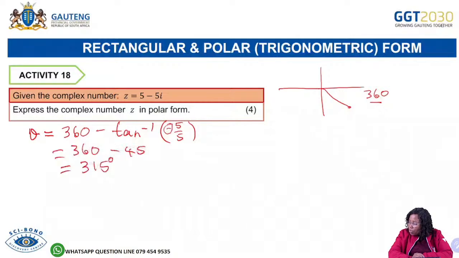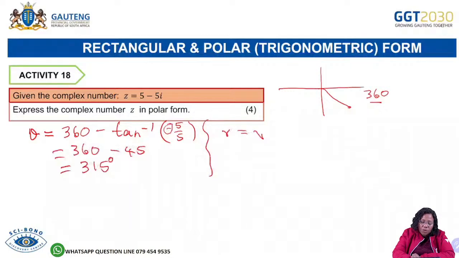And then now we need to find the value of R. R, we said, is going to be always positive, of which is the A value, 5 squared, plus the B value, which is minus 5 squared. And then this gives us, in simplest surd form, 5 square root 2.